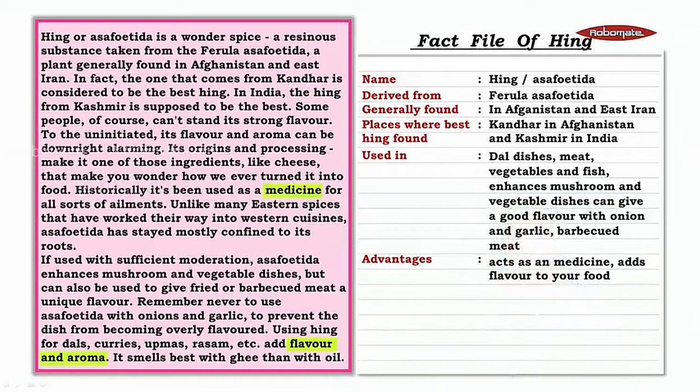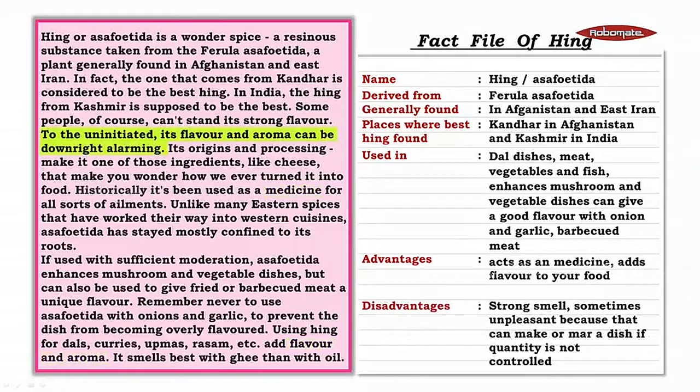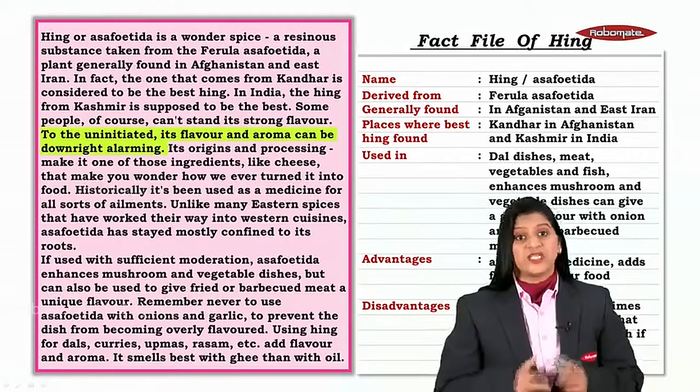Put all these things like medicinal value here. It acts as a medicine, adds flavor to your food. Okay, then disadvantages. If you see there are certain disadvantages also and you're going to write them as it is. Okay, just remember you don't have to write the entire sentence. Pick only keywords, important things and put them over here in your fact file. Now, this was a fact file about a thing.